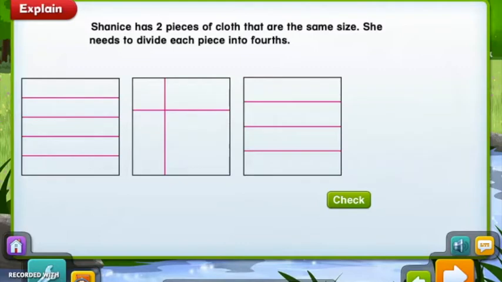Now select another way Shanice could divide the cloth into fourths. All right, so take another 10 seconds and think about which other one you think can be cut into fourths.